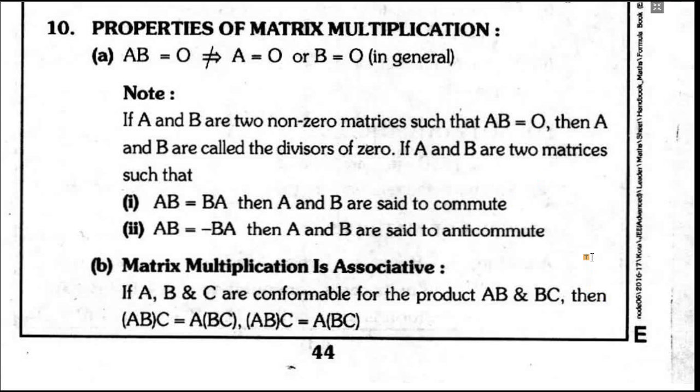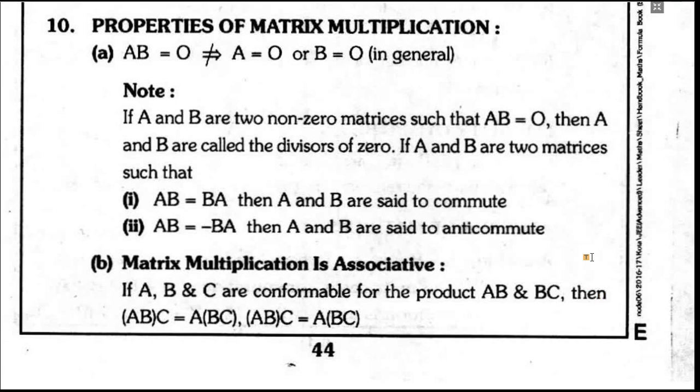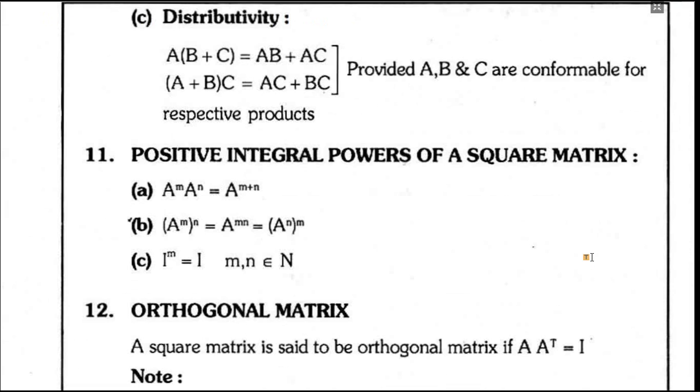If A and B are two matrices such that AB equals BA, then A and B are said to commute. If AB equals minus BA, then A and B are said to anti-commute. This means commutative and anti-commutative law. Matrix multiplication is associative. If A, B and C are conformable for the product AB and BC, then AB into C equals A into BC. Distributivity: A into B plus C equals AB plus AC, and A plus B into C equals AC plus BC, provided A, B and C are conformable for the respective product.